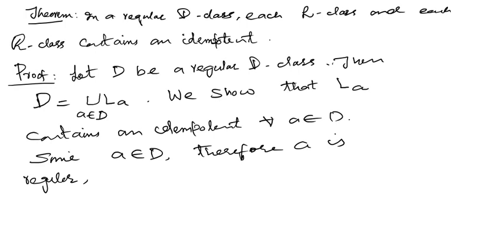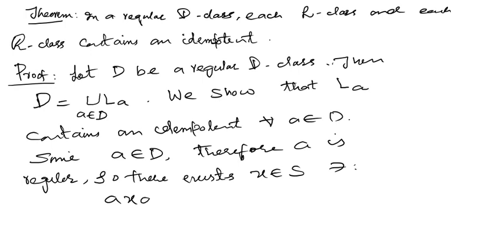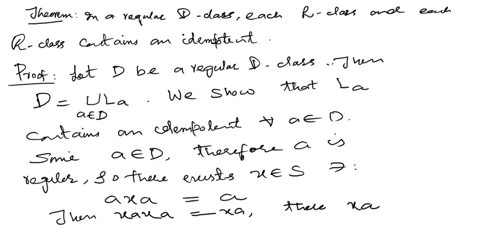So there exists x belonging to S such that AXA is equal to A. Then XA is an idempotent. Then you see this XA is equal to XA, therefore XA is an idempotent.